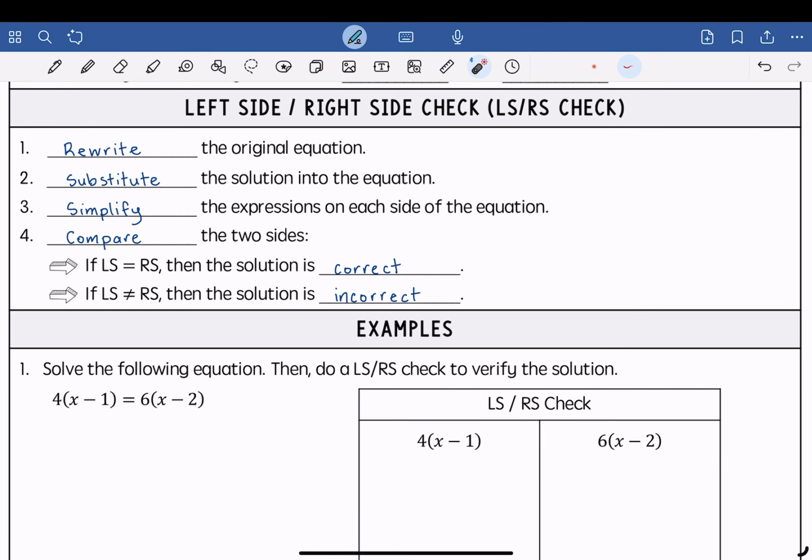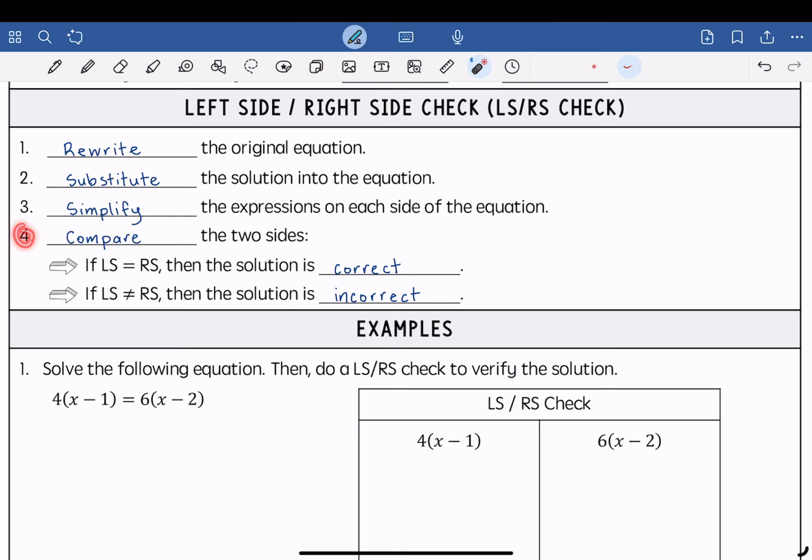So here are some steps. Step 1, you rewrite the original equation. We're going to apply all these steps in a moment, but first we'll go over the steps. Step 2, you substitute the solution into the equation. The solution means the value that you found that the variable is equal to. Step 3, simplify the expressions on each side of the equation. So you're not going to move things around from the left side, subtract them, but simply simplify the expression on the left side and then only simplify the expression on the right side.